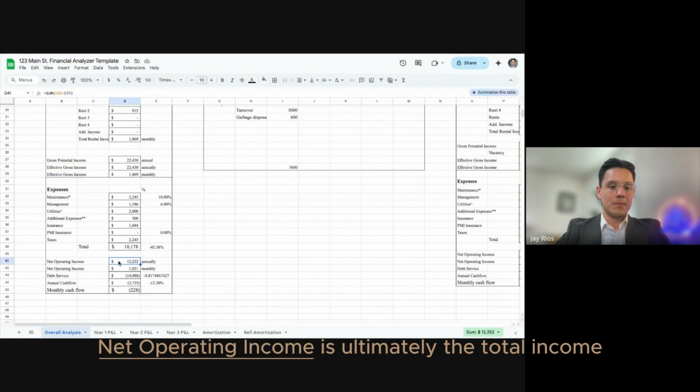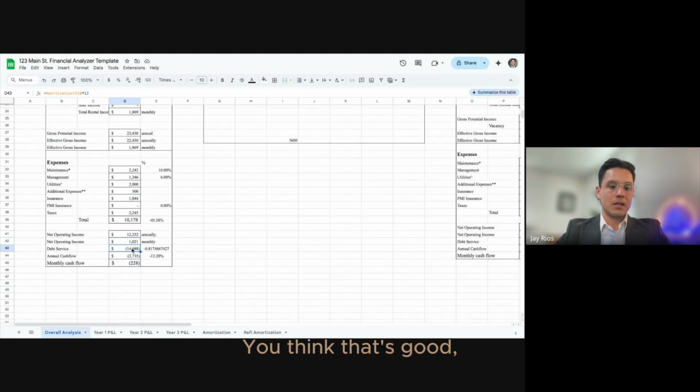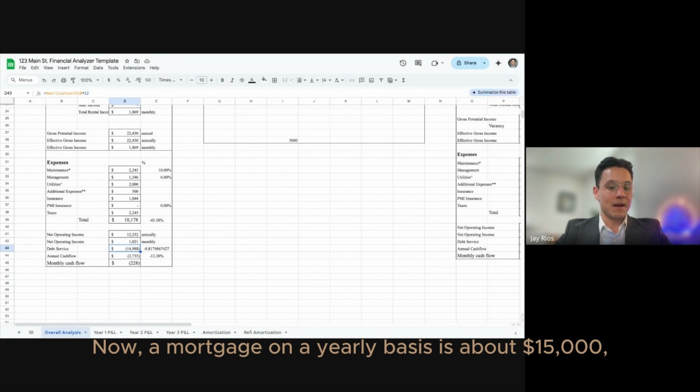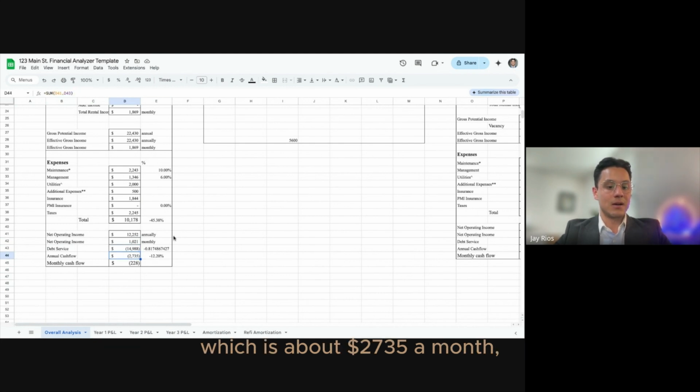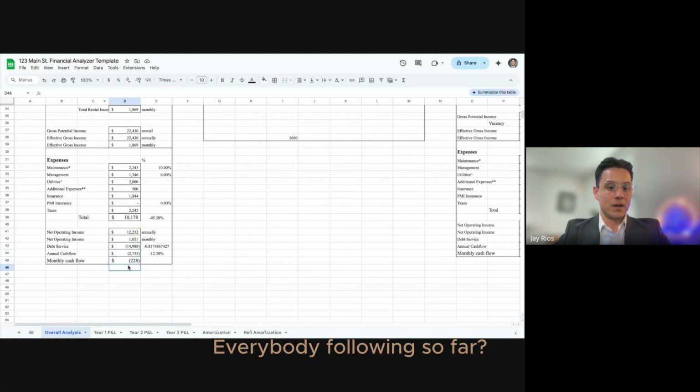And now down here, you're going to see some other numbers. Net operating income is ultimately the total income minus the total expenses that you have here. On a monthly basis, that's about $1,000. You think that's good, but we haven't calculated our mortgage yet. Now, our mortgage on a yearly basis is about $15,000, which is about $2,735 a month, which is negative cash flow by $228, okay? Everybody following so far?